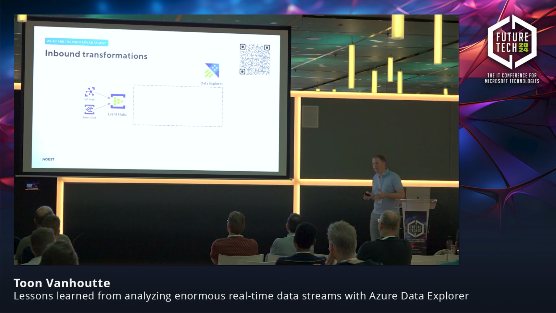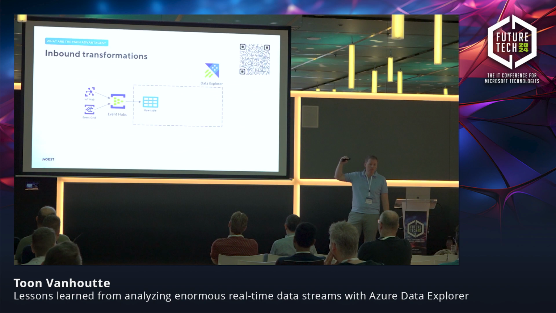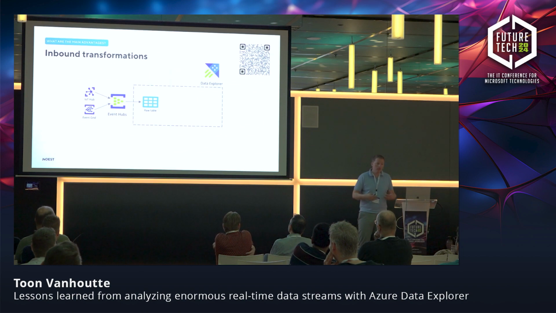So it's about inbound transformations. If you have IoT data, typically JSON files, CSV files, whatever, that are coming in, the data format is not always optimal. So a good pattern in Azure Data Explorer is that you just dump your data into a raw table, where you dump the JSON as is, and then you write an update query.